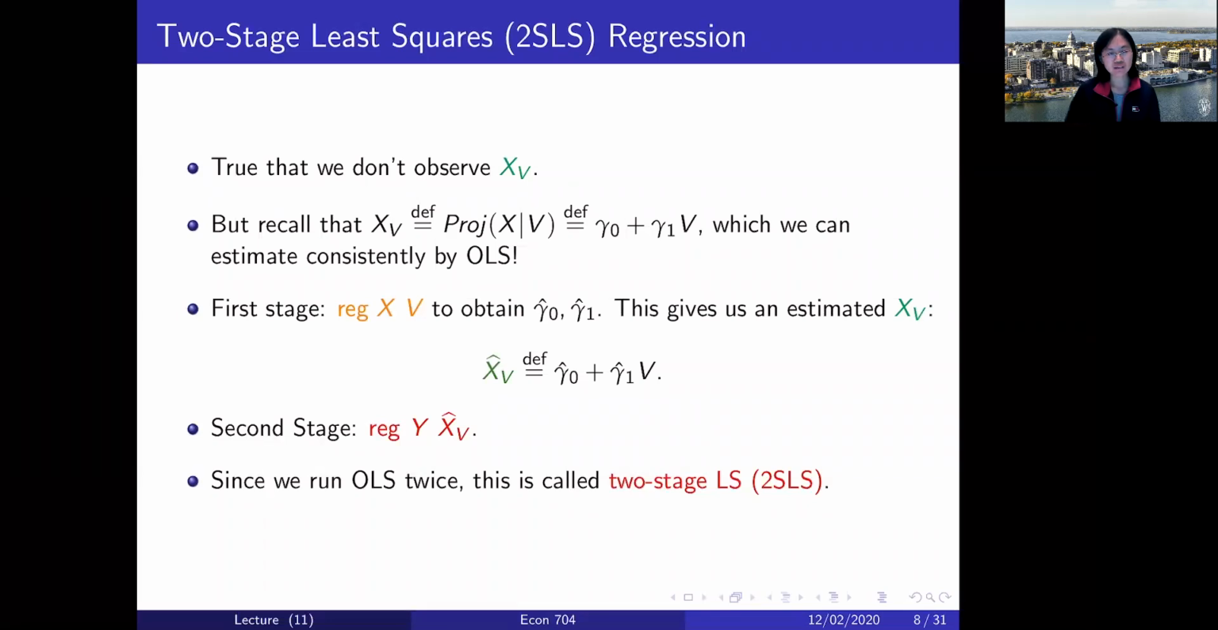All right, so that's how the 2-stage least square estimator is motivated.